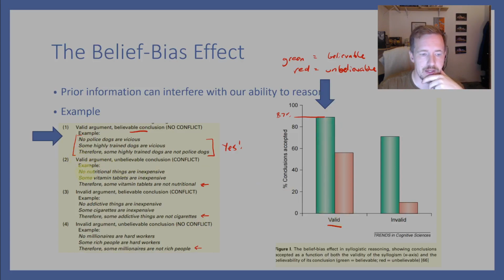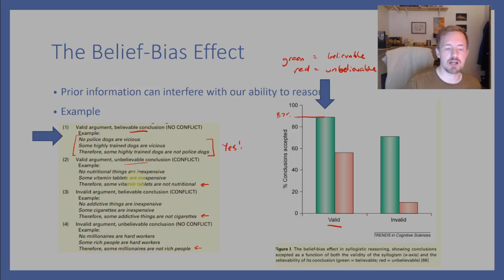So this other one. No nutritional things are inexpensive. Some vitamin tablets are inexpensive. Therefore, some vitamin tablets are not nutritional. Okay, so that is an unbelievable conclusion, right? What we're saying is that some vitamin tablets aren't nutritional, but if they're vitamins, then vitamins are by definition nutritional, correct? Am I wrong about that?